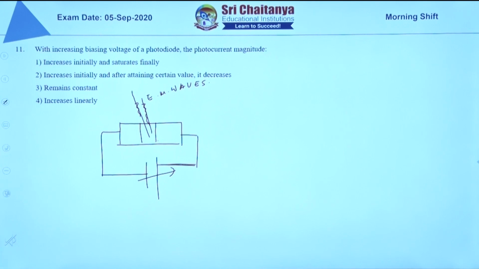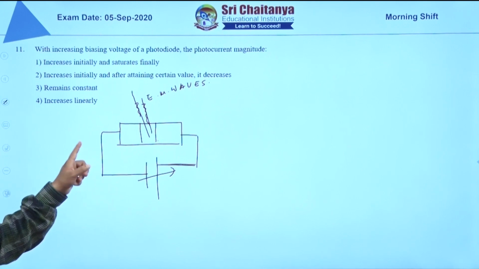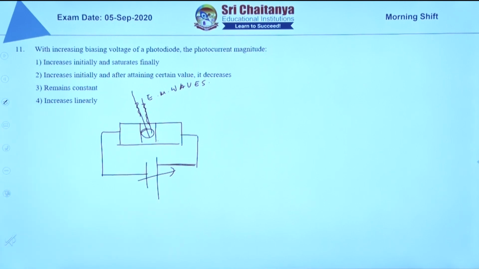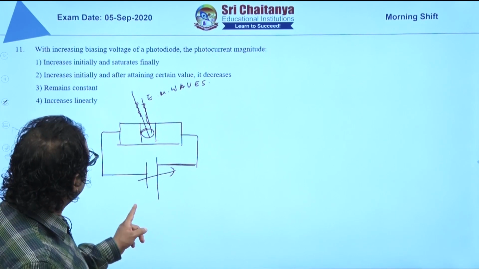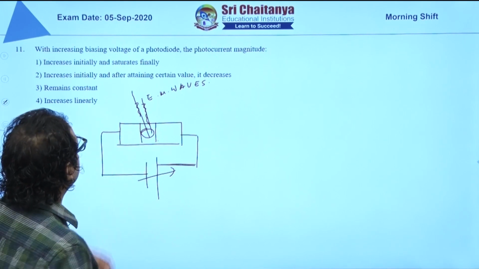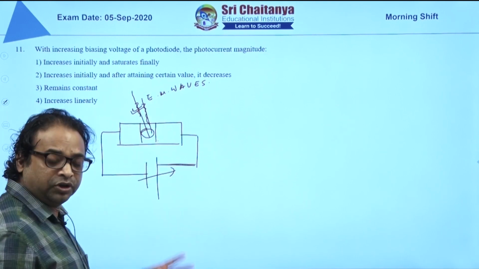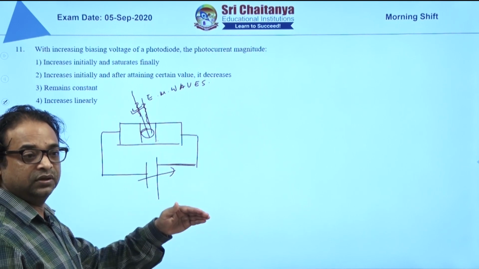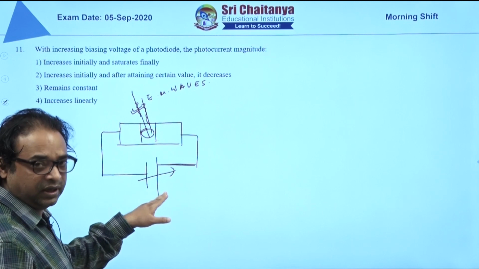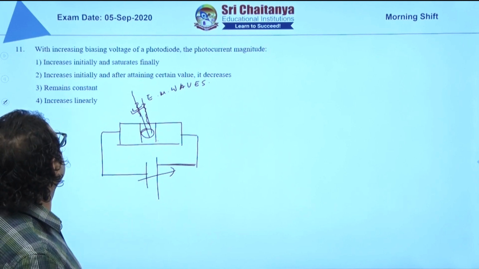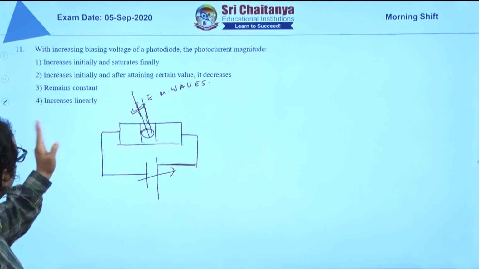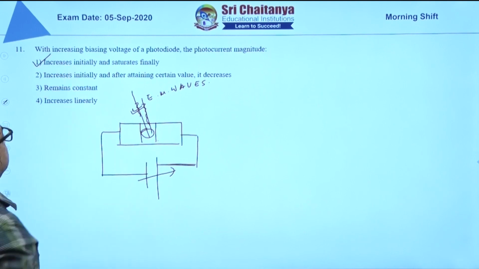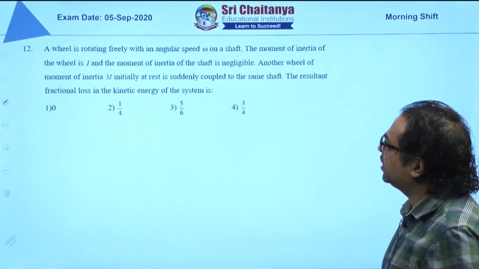So, now we know that maximum current depends upon the rate of generation of your electron hole pair, and that depends only upon the intensity of the light we are putting. It is a photodiode. The current depends upon the amount of light we are putting. So, finally, it has to be a saturation current, a fixed current. So, it will increase with the biasing and finally it will saturate. So, this is the correct answer. Now we can see the next question.